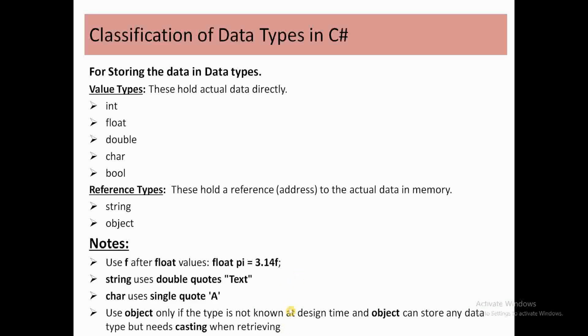Without typecasting it will throw an error. If we put some numbers into that object and retrieve that data into an integer, it will give us a compile time error, because object does not know what kind of value it stores, and the integer also doesn't get the value, so it shows a compile time error.